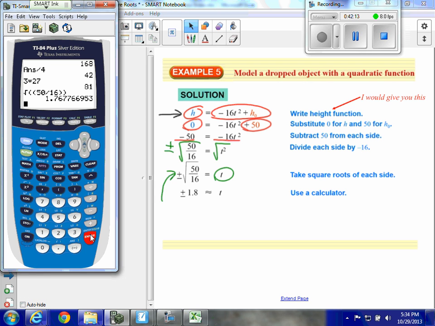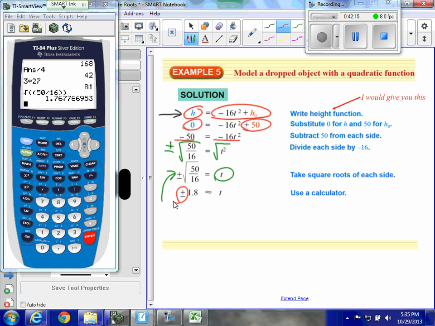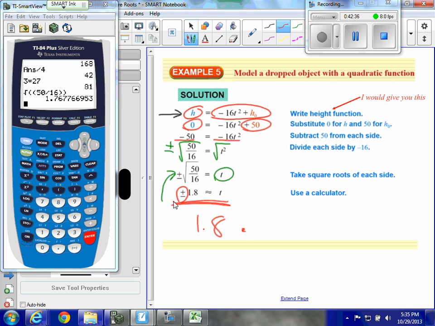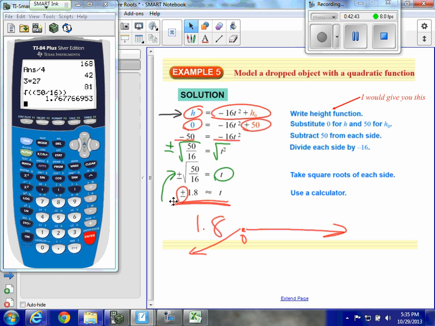So they rounded it off to 1.8, and there's a plus or minus. But I cannot have negative time, at least not in this dimension. So my answer is just the positive 1.8 seconds. That's how long it's going to take to fall from 50 feet. That's a domain issue. The domain of this problem has to start at 0 seconds and go positive. I cannot go negative on my domain on this.